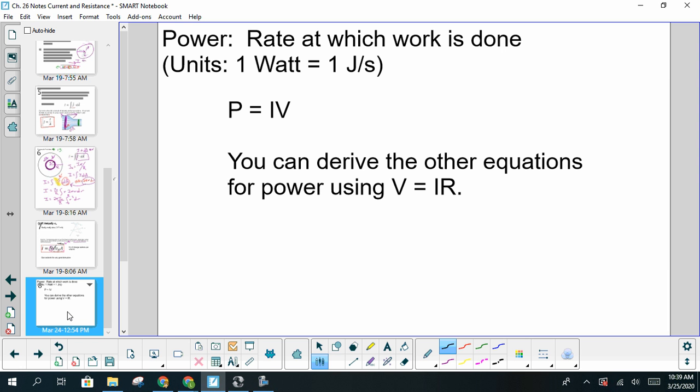Power in an electrical sense is just our current times our potential difference. To be honest, this should have a red box around it because it is also on your equation sheet. This is our definition for power. If you have ohmic devices, you can use Ohm's law to get other equations for power. There are times when you will need to substitute some of those different values into your power equation. But remember, this only applies when you have constant resistance.